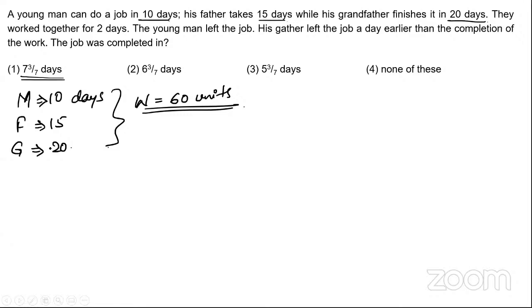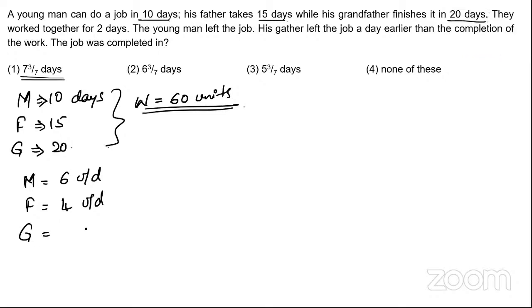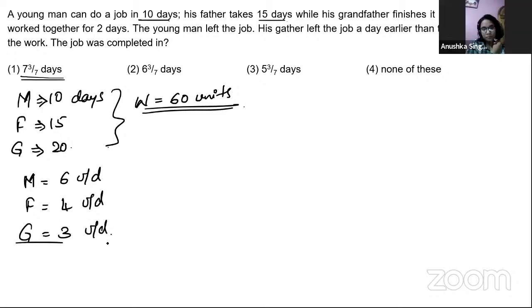Again, LCM of 10, 15, 20. You just looked at the multiplication table of 20, that's all we did, okay? Work is 60 units. So if work is 60 units, M will do 6 units in a day. F will do 4 units, and grandfather will do 3. I hope all of you are clear.